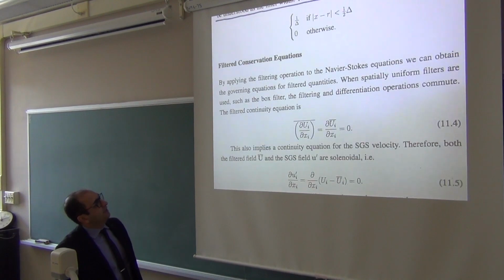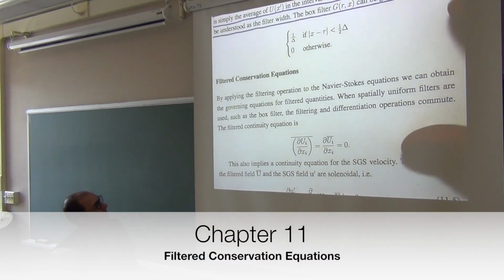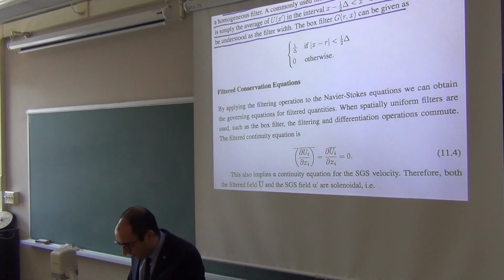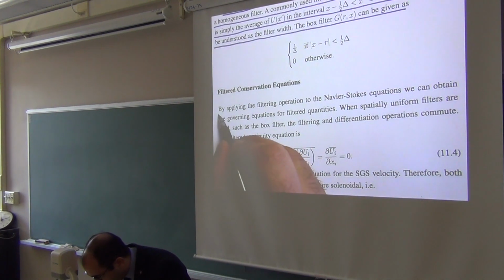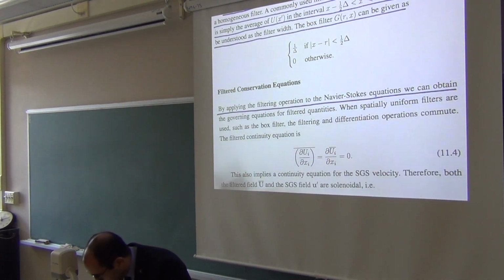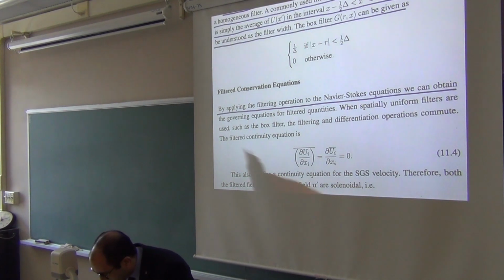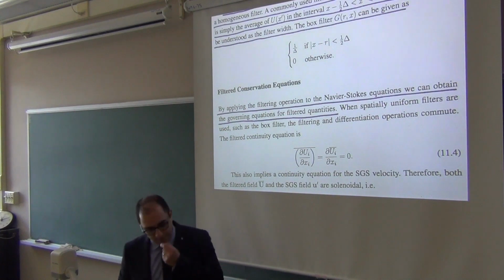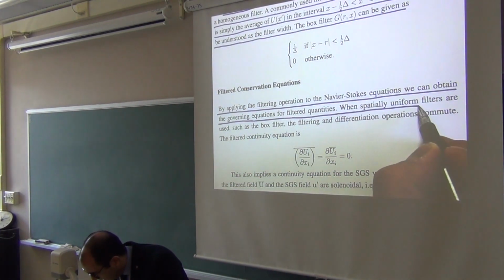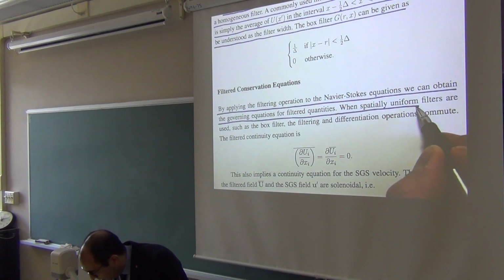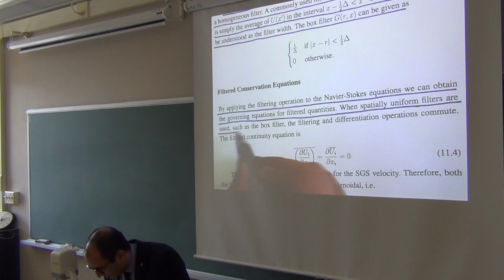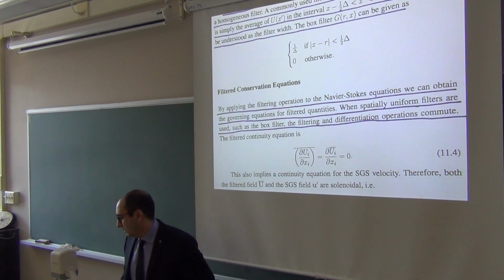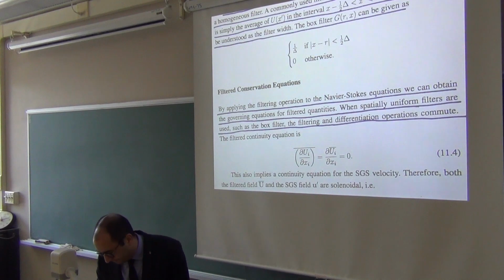Let's talk about the field conservation equations. Now, I should do the second part, as promised, to show you the Navier-Stokes equation. By applying the filtering operation to the Navier-Stokes equations, we can obtain the governing equation for the filtered quantities. Again, when spatially uniform filters are used, such as the box filter, the filtering and differentiation operations commute.